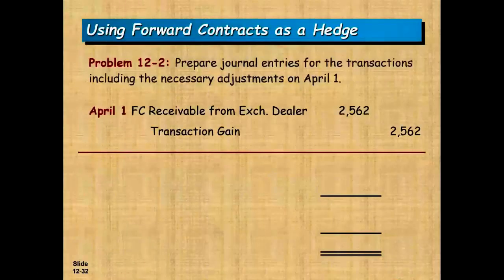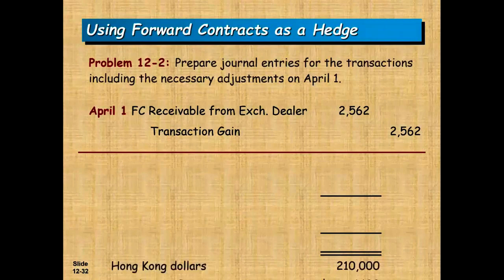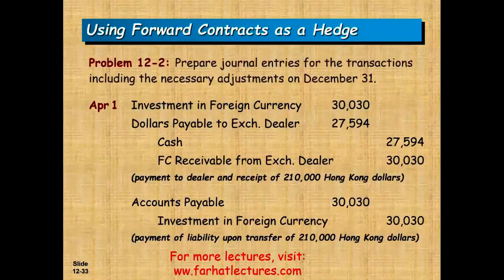Now I have to settle the transaction. Now I did all the updates. Now I have to settle the transaction. How much am I responsible for paying? Well, let's see. I'm only responsible for paying $27,594. Therefore, I credit my cash $27,594. Hold on a second. Where did this number come from, $27,594?